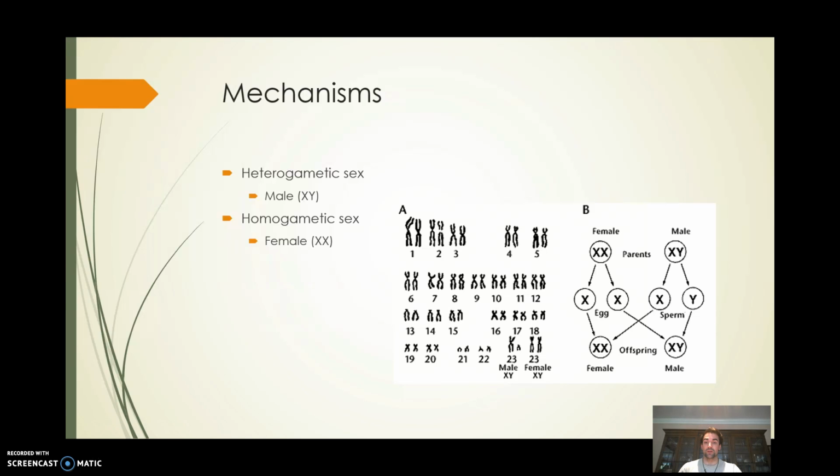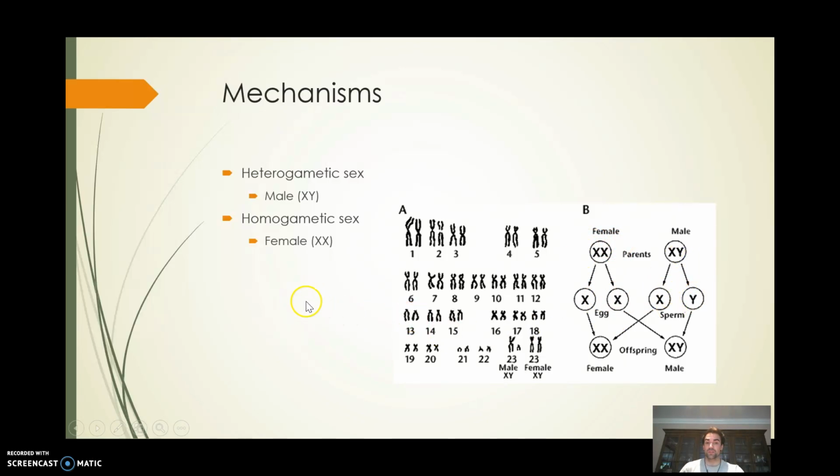Now, in this slide, we see the 23 pairs that we discussed in the previous slide that we received from our mother and father, our parent haploid cells. In the female, we have two X. In the male, we have X and Y.